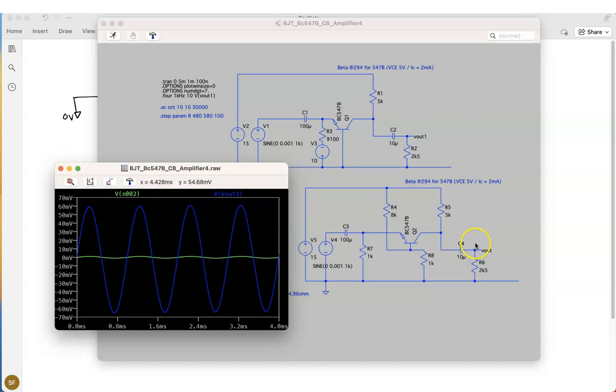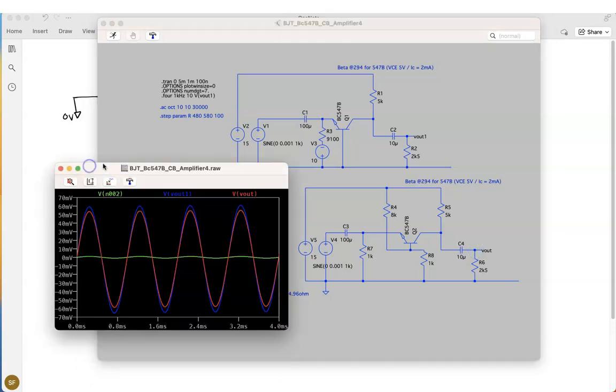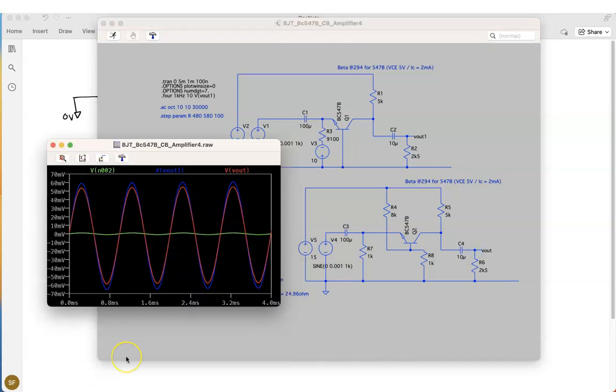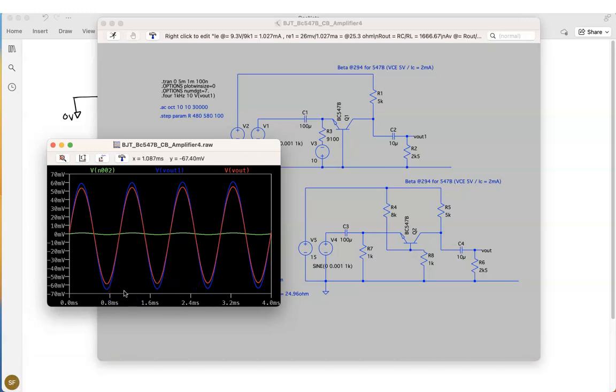And let's have a look at the output of this second amp. Yep. Again, comparable, I would say. Still 59, 52. Yeah, there or thereabouts. Slightly less voltage gain with this version.